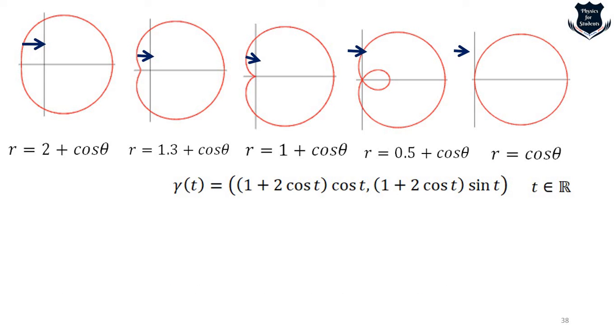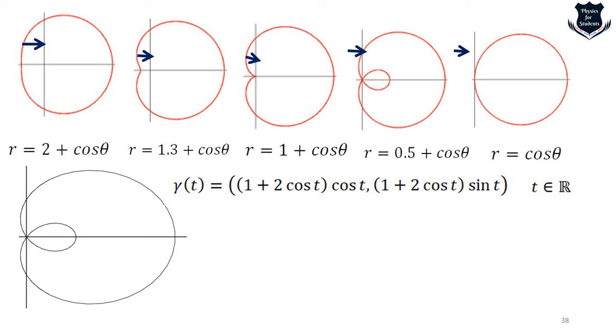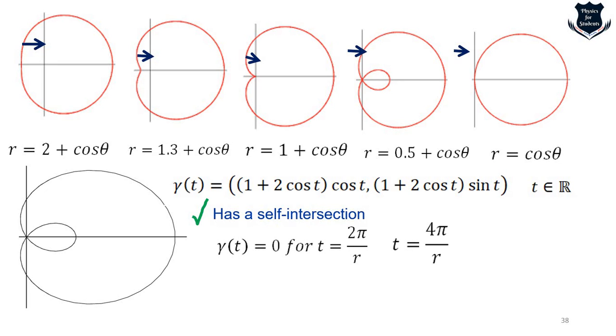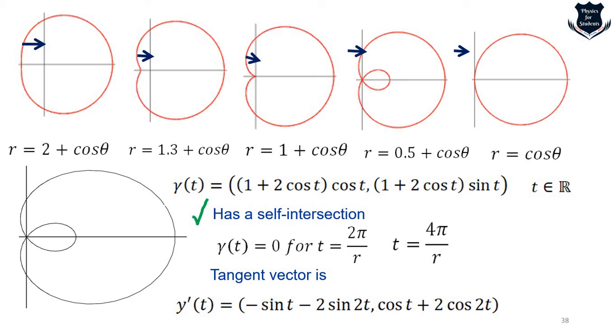And we can take a parameterized curve with this value, and we get a Limacon curve like this. Here it is very important to note one thing. You have probably already noticed, but it is worth mentioning that gamma has a self intersection at the origin, in the sense that gamma of t equals 0 for t equals 2 pi by 3 and for t equals 4 pi by 3. Sorry, it won't be 4 pi by r, it would be 4 pi by 3. Anyway, the tangent vector comes to this.